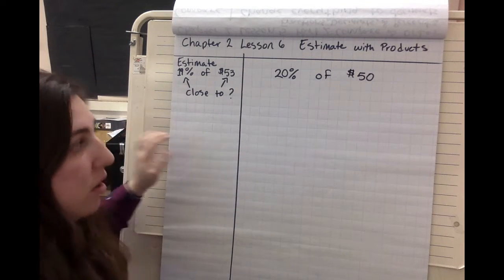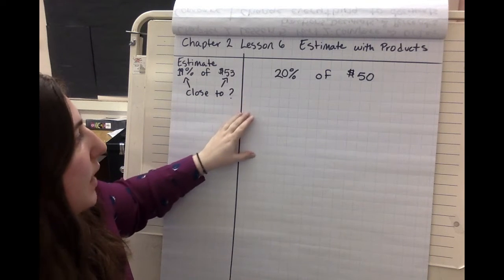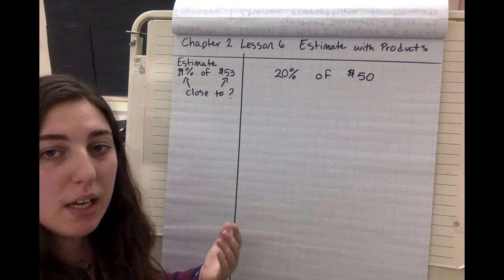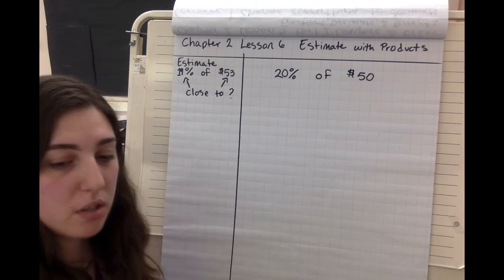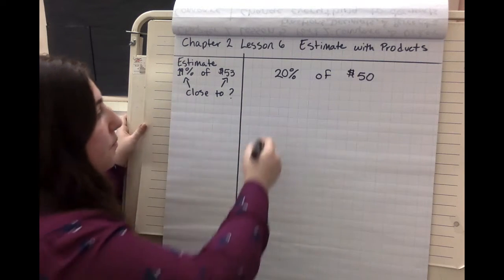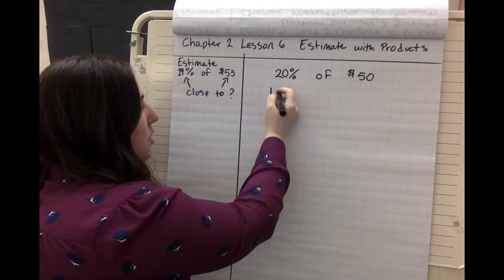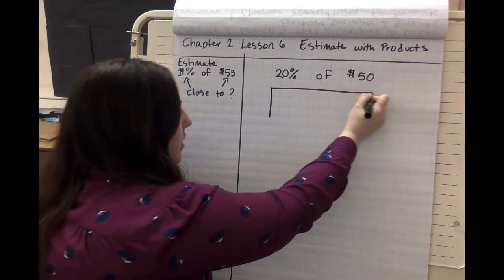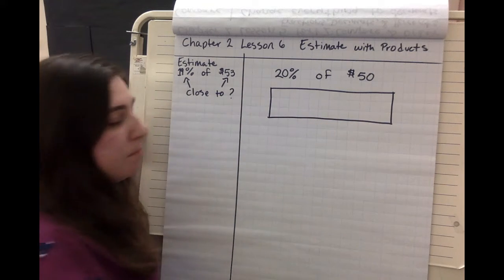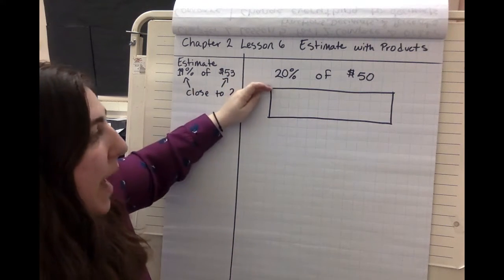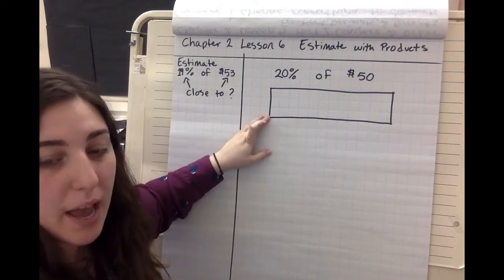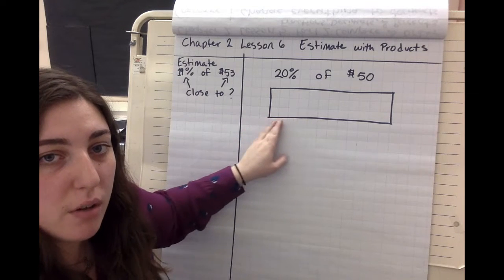To solve this problem, to estimate my product, I am going to make a diagram. In this chapter, we're going to be using lots of visual representations. So this is one way that we could make a diagram to solve the problem. I'm just going to make a bar diagram. On this top half, I'm going to have percent written out, and on this bottom half, I'm going to have the dollars written out, so amount of money.